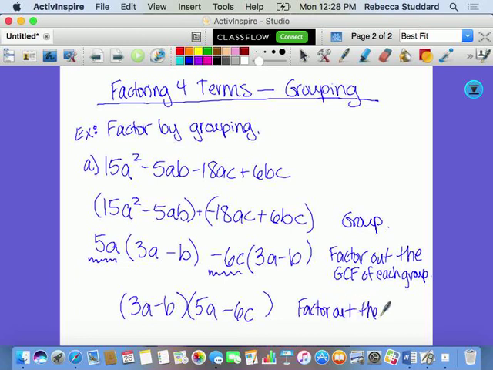If you're writing instructions, factor out the new GCF. And that's your answer. Any questions on factoring by grouping?